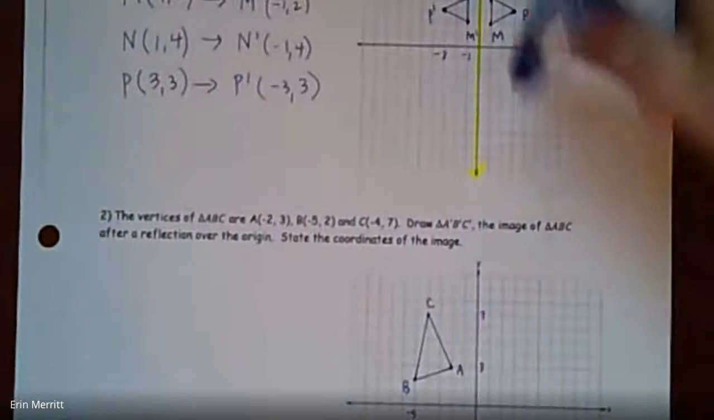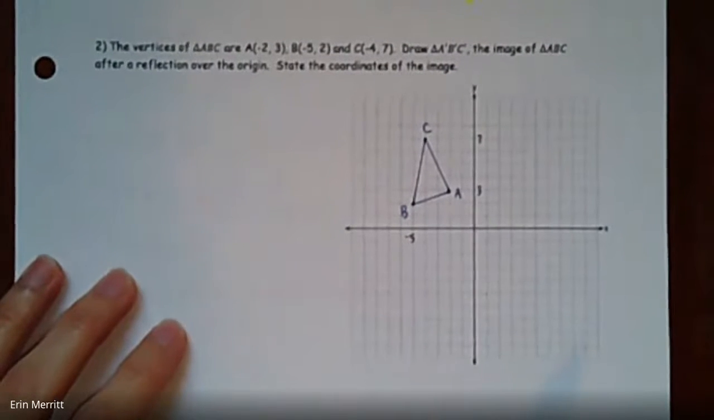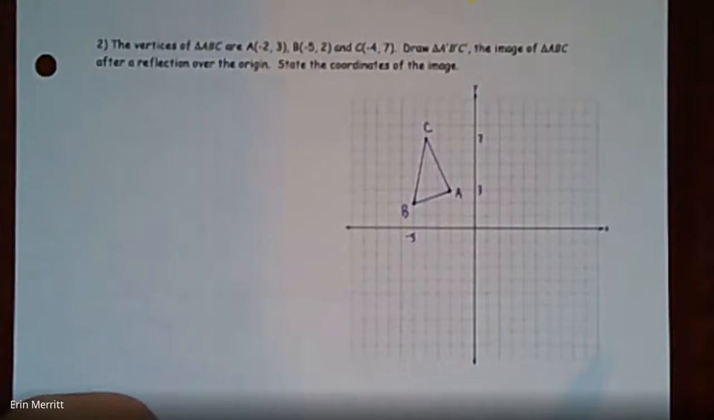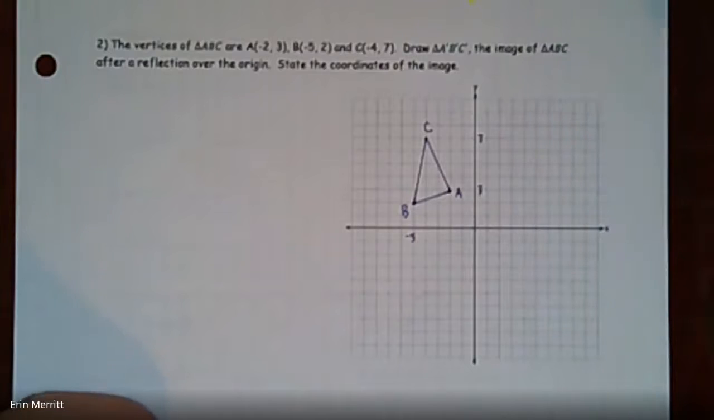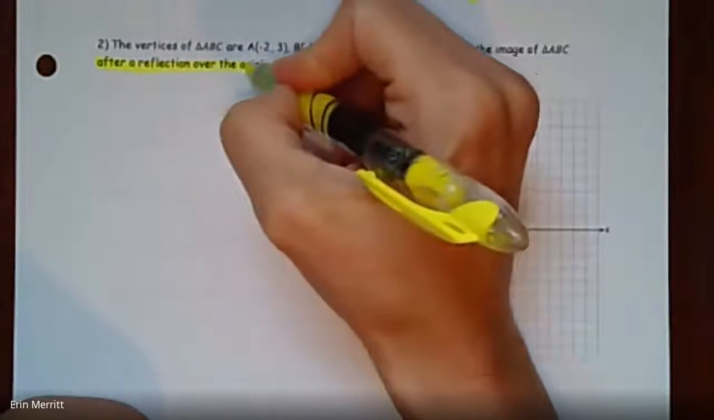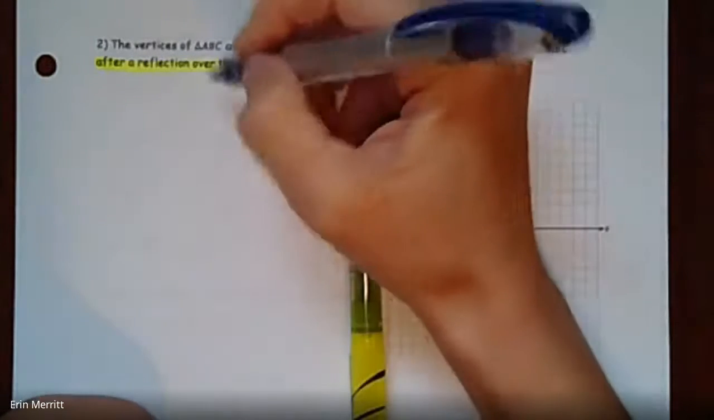Let's try the next one. We've got triangle ABC. Again, pause the video if you need to. Given by those points, draw A prime, B prime, C prime, the image of triangle ABC after a reflection over the origin. If you remember, the origin, that's the point (0, 0).